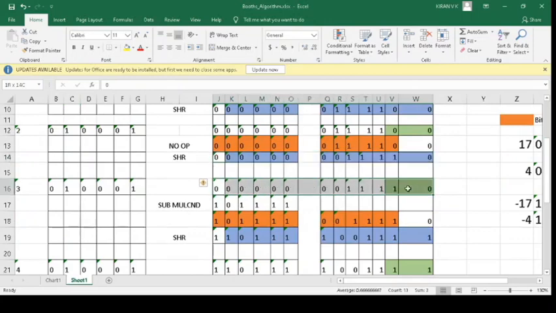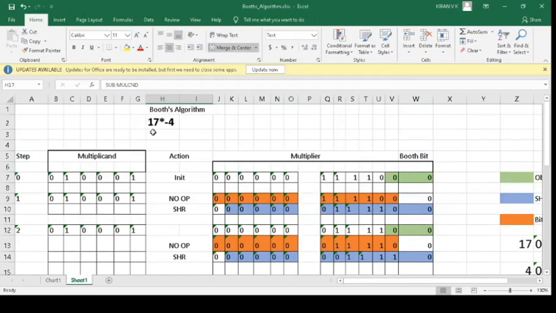You are going to observe the Booth bit and the LSB of your multiplier. Here you see that the Booth bit is 0 and the LSB of the multiplier is 1. So as we have studied in the rules for Booth's algorithm, we have to perform a subtract multiplicand operation. So here your multiplicand is 17. So how will you subtract 17 from the multiplier?